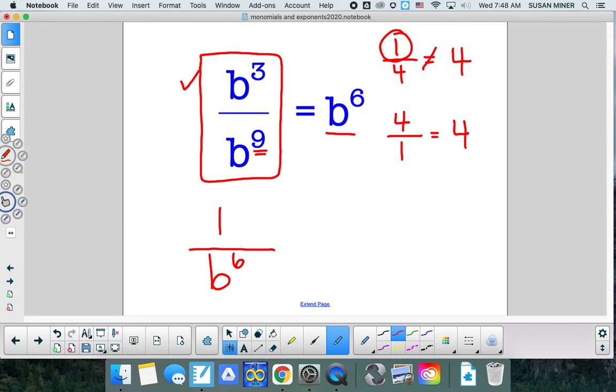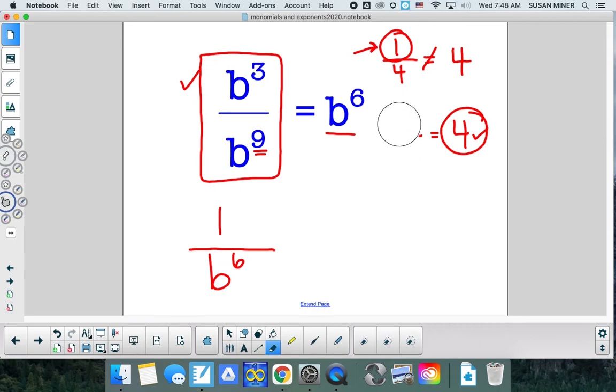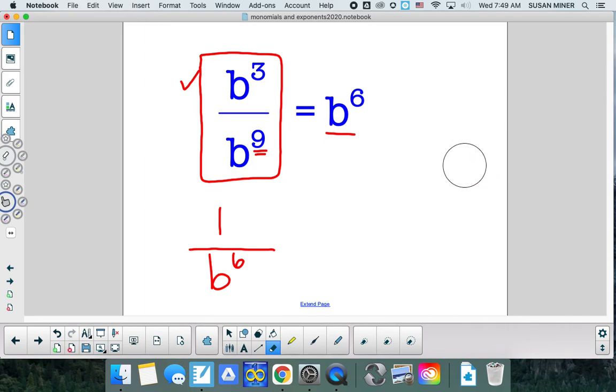Now, if everything cancels out in the denominator, and I have a 1 in the denominator, well, that is the same as just writing it as a whole number, because when I divide by 1 in the denominator, that's going to give me my whole number over here. And so if everything cancels out in the numerator, I need to put the 1 back in there as a placeholder to keep it a fraction. But if everything cancels out in the denominator, I don't necessarily need to leave the 1 in the denominator. I can simplify that and just write it as a whole number. So there's the difference between having the 1 in the numerator and having the 1 in the denominator.